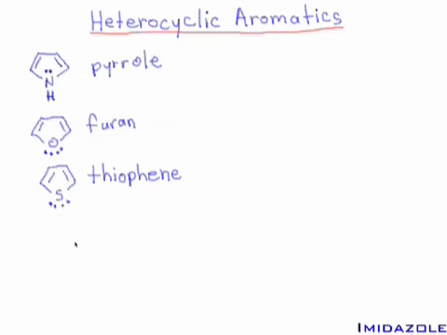Next, if we redraw a pyrrole molecule, so here is pyrrole, put a lone pair on the nitrogen, but we replace one of the corner carbons with a nitrogen. So we have a C double bond N, like an imine in a ring. We have a molecule referred to as imidazole.